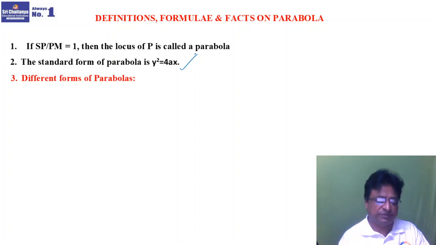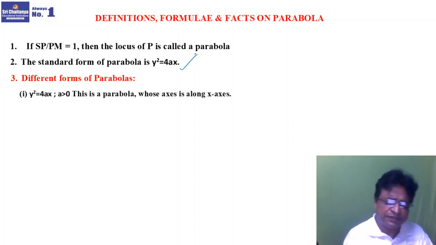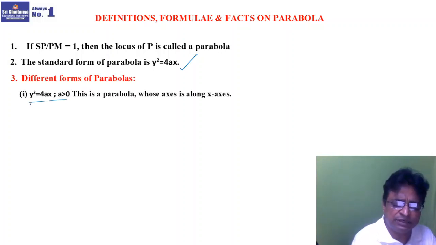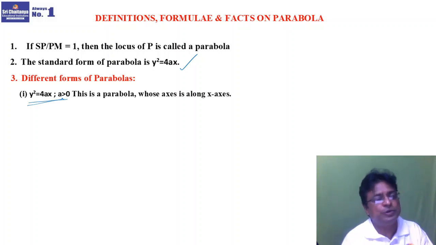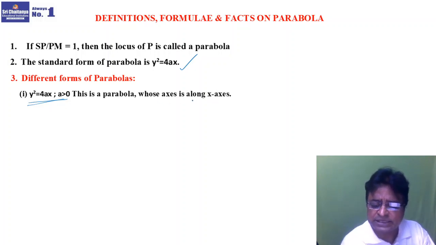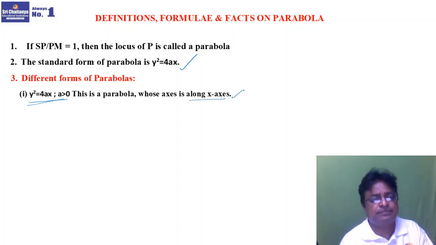Now, the different forms of parabolas. First we are concentrating on y square equals 4ax, where a is greater than 0. What is a? The coefficient of x. This is the parabola whose axis is along the x-axis.